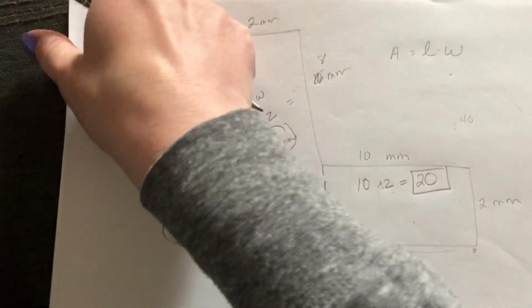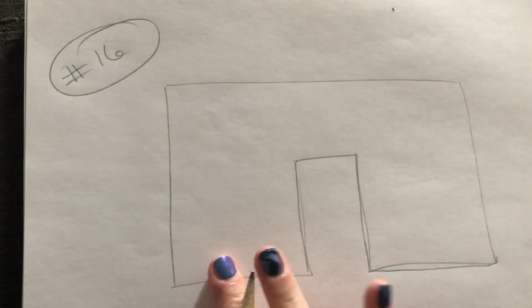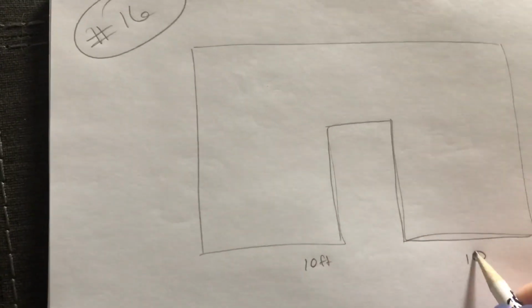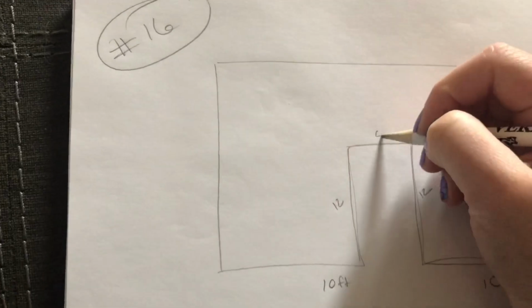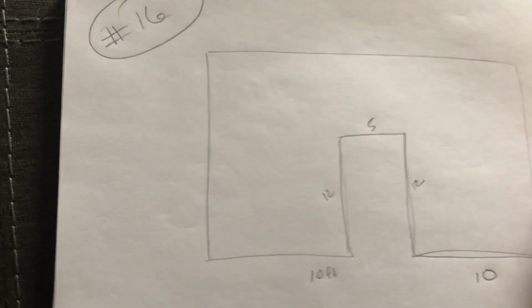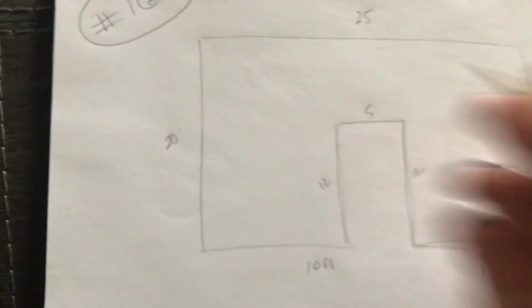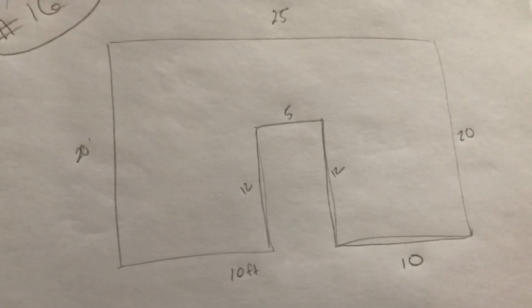Next one. Okay, here's another one. This looks like number 16 on your questions. So we have 10 feet here, we have 10 here, we have 12, 5, 20, 25, and 20 over here. So I can split this image into different objects too.